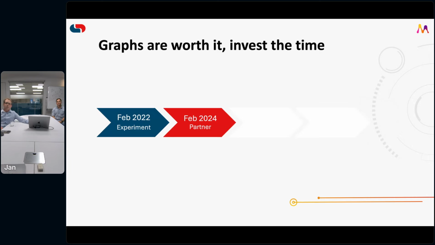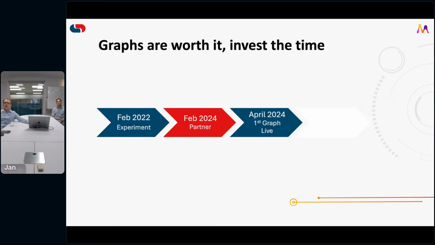And then in Feb 2024, we actually partnered with Memgraph. And the good thing is, quickly thereafter in April, we were live with our first graph. And I think the open source nature actually really makes this possible, right? Because we could play with this literally for free and actually get it production ready and actually deploy.